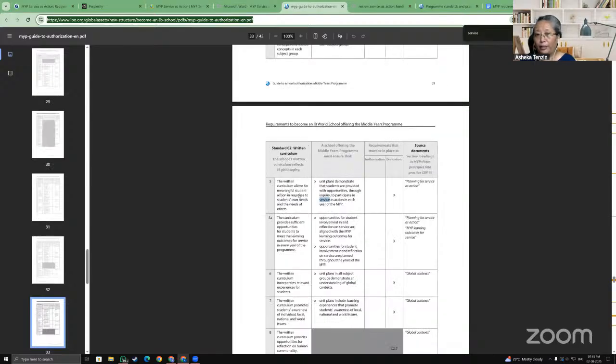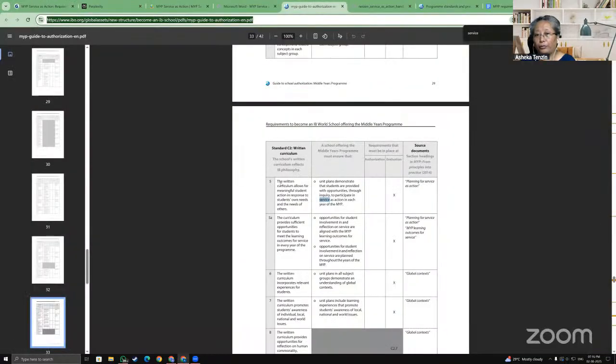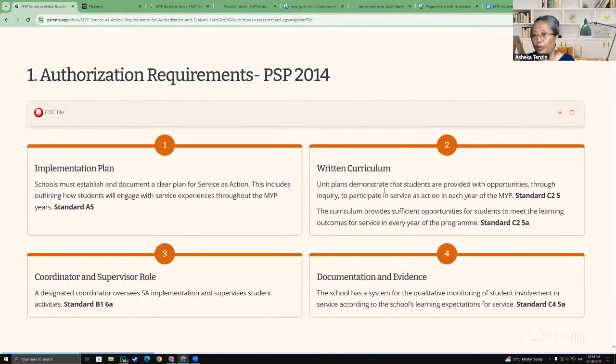The written curriculum allows for meaningful student action in response to students' own needs and the needs of others. So if you see standard C2 5, written curriculum. My next point here: written curriculum, unit plans demonstrate that students are provided with opportunities through inquiry to participate in service as action in each year of the MYP, standard C2 5. Can you see? Now this has to be in progress. So you should have something to show in the written curriculum, some unit plans which show service.